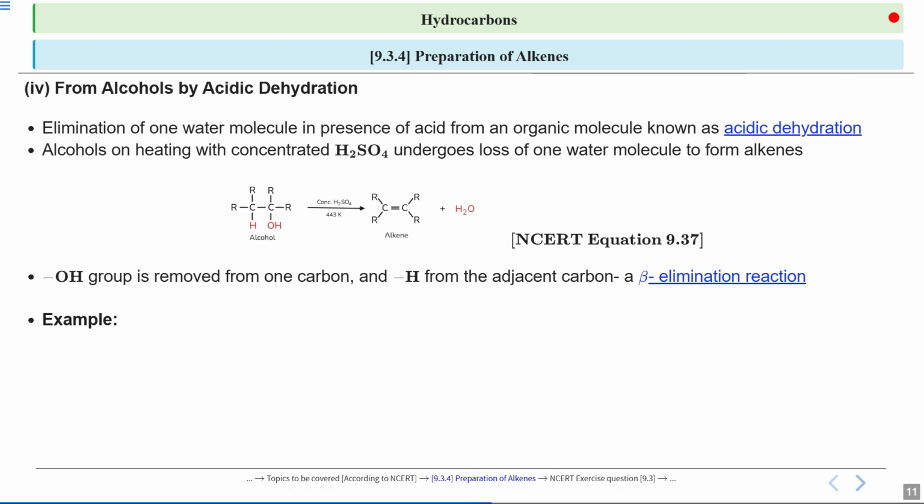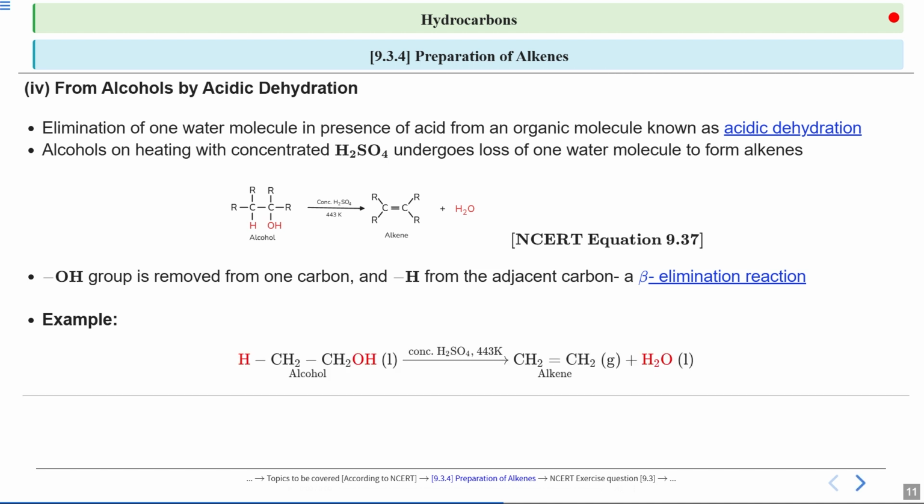Can we take some specific example? Yes. So we have taken an alcohol, which is ethanol. If you react your ethanol with concentrated sulfuric acid at 443 Kelvin, it gives us water and alkene.